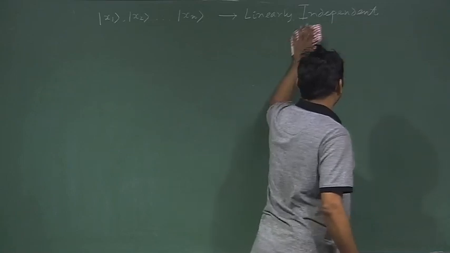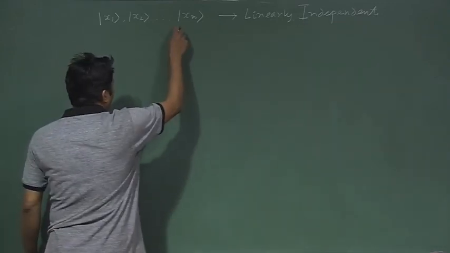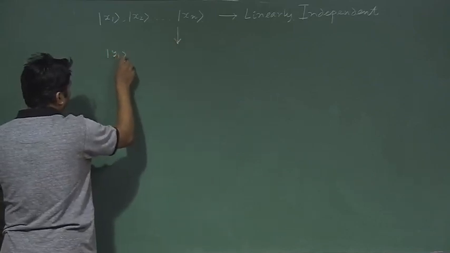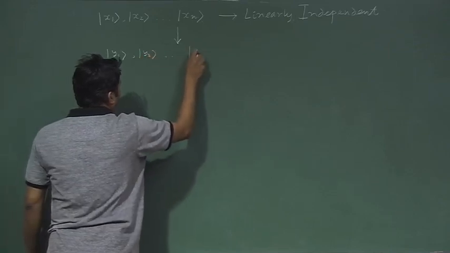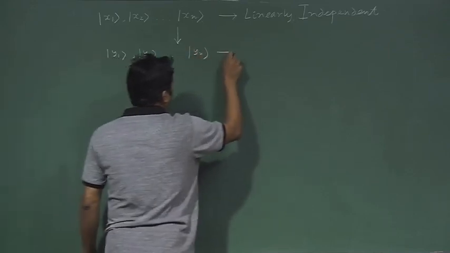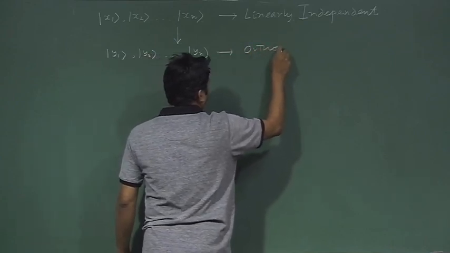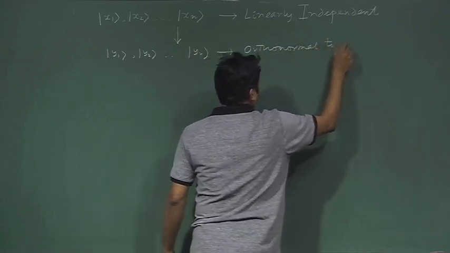But the question is different. From that set, I want to form another set of vectors, say y1, y2, yn, which are orthonormal to each other.